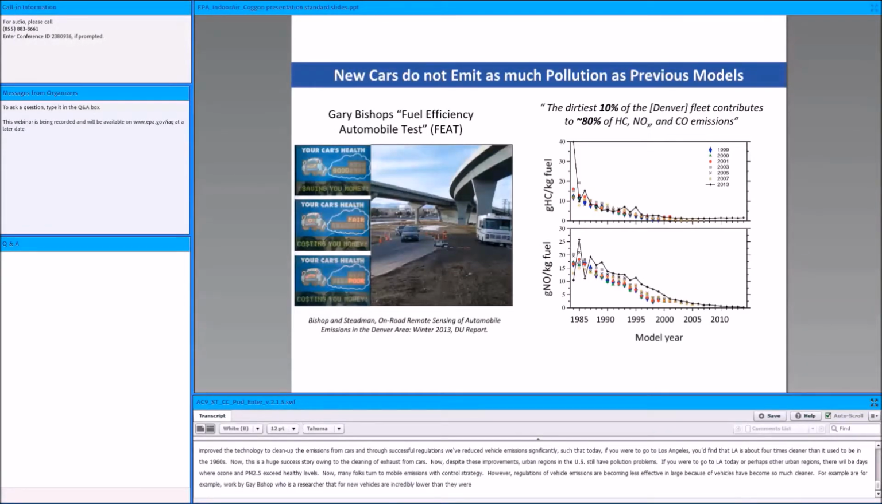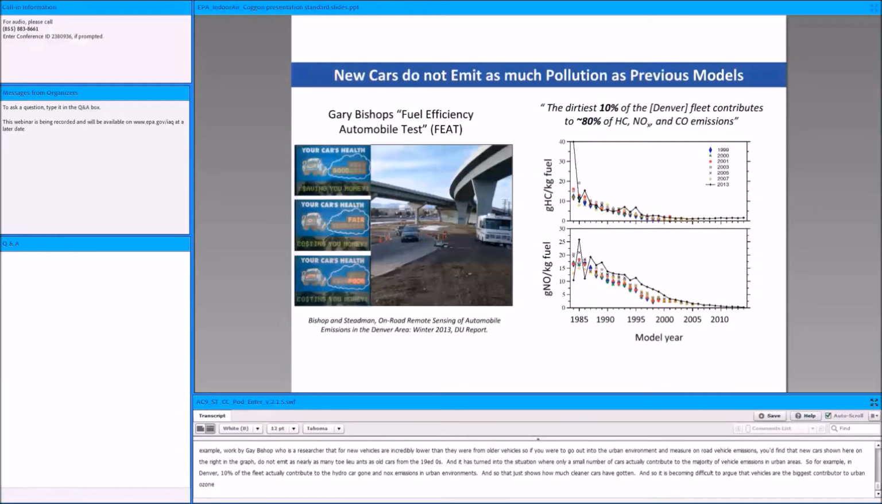So if you were to go out into the urban environment and measure on-road vehicle emissions, you'd find that new cars, shown here on the right in this graph, do not emit nearly as many pollutants as older cars from the 1980s. And it's turned into this situation where only a small number of cars actually contribute to the majority of vehicle emissions in urban areas. So, for example, in Denver, only 10% of the fleet actually contribute 80% to the hydrocarbon and NOx emissions in urban environments. And so that just shows you how much cleaner cars have gotten. And so it's becoming difficult to argue that vehicles are the biggest contributor to urban ozone pollution because they've just gotten so much cleaner.